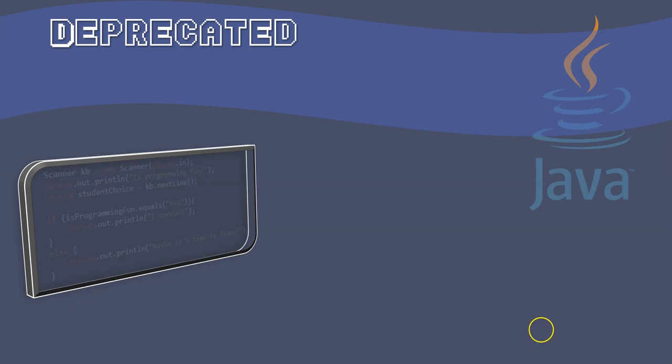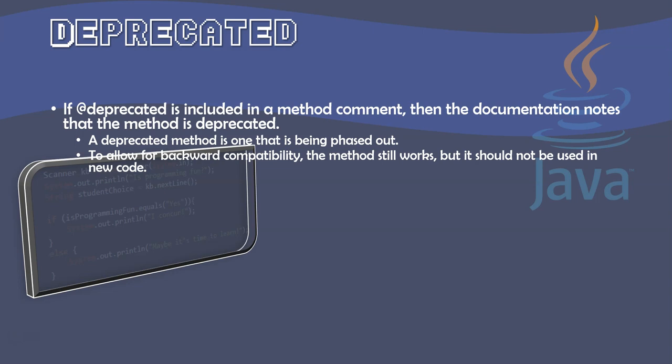The one thing to also keep in mind is the deprecated tag, and this is one that you might see. If @deprecated is included in a method comment, then the documentation notes that the method is deprecated. And a deprecated method by definition is one that's being phased out. Now, this is something that Java is looking at and saying, hey, we don't want you to use this approach anymore. It's typically done for backwards compatibility and will still work.